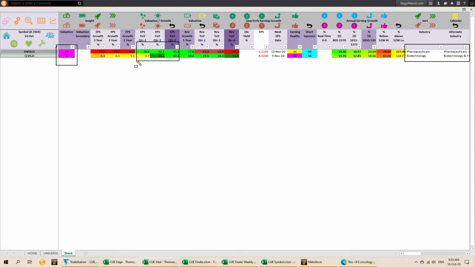However, both are having increasing and excellent earnings growth in the latest quarters. Both are having short squeeze potential, and though the market was down yesterday, they went up by significant percentage. ONTX went up by more than 24% and CLVS went up by more than 15%. If you look at above 52-week low, it is already above 52-week low by significant percentage, both of them. That is because they are very low price stocks.